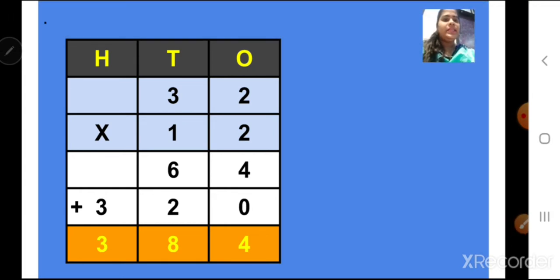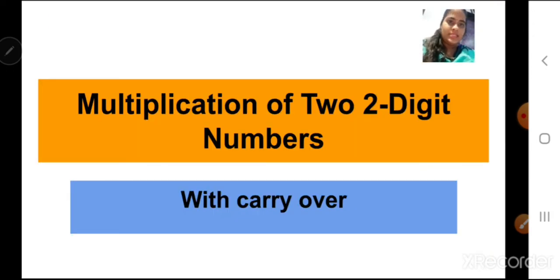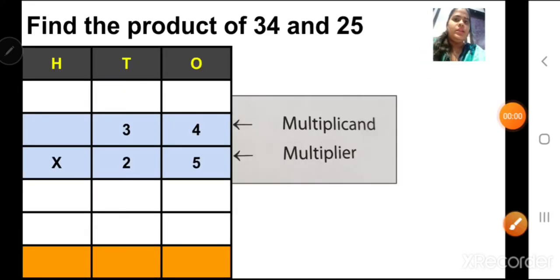This is multiplication without carryover. Now we are going to understand multiplication of two-digit numbers with carryover. Children, look at this example. Find the product of 32 and 25.